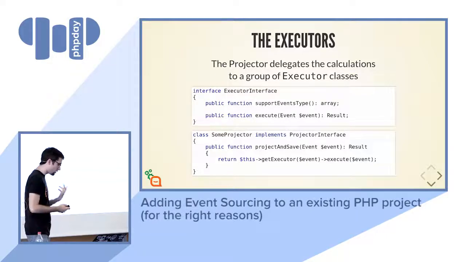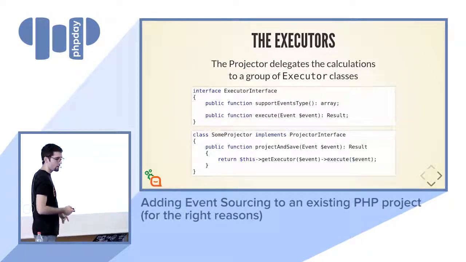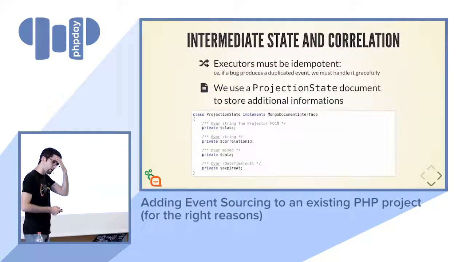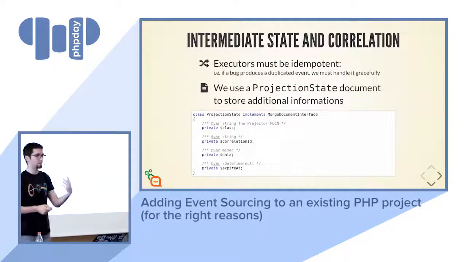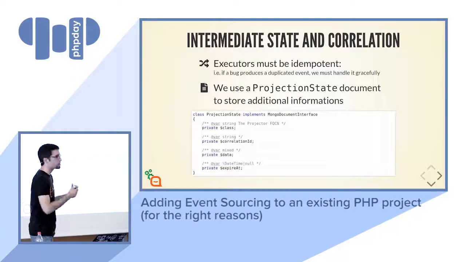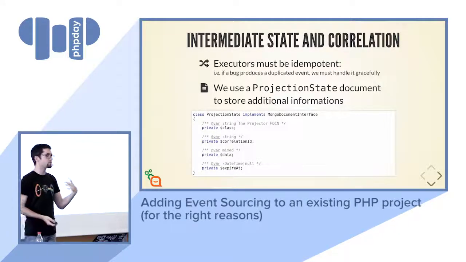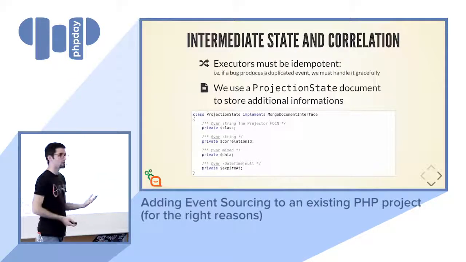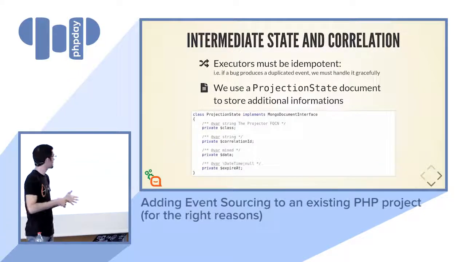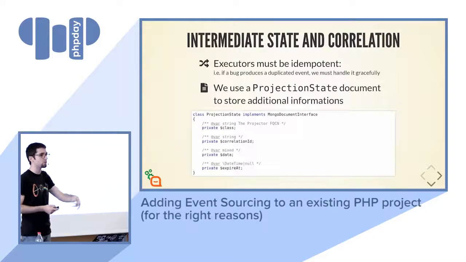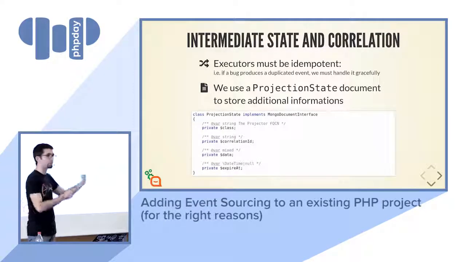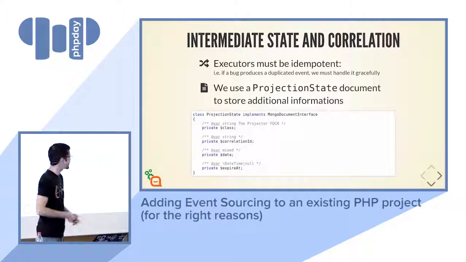So the core is in those executors, and those executors have a strong requirement: they have to be idempotent. So if, because of a bug or something like that, an executor gets an event twice, we have to be sure that it's not a problem. For example, you can get the product sold event twice. You may have a bug in your application at the point where you generate the event, or maybe since we generated the event from the past, we made some mistake and stuff like that.